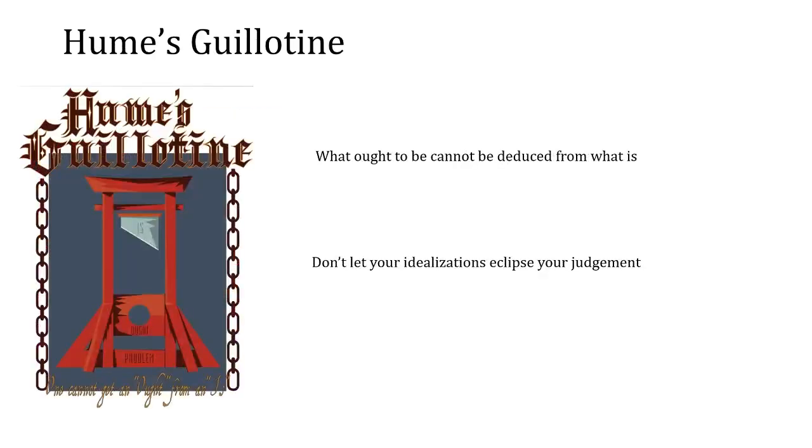Hume's guillotine. What ought to be cannot be deduced from what is. So whenever you're arguing, we all have these inherent biased idealizations of the world and how we want the world to be, or how we want our fields to be. We can't let those eclipse our judgment. We have to be pragmatic whenever we're arguing, not let emotion, like in Hanlon's razor, cloud our judgment. This is just another part of that. We have to be very objective whenever we are arguing. Otherwise, our partisanship will tend to drag down our argument and increase our inauthenticity.